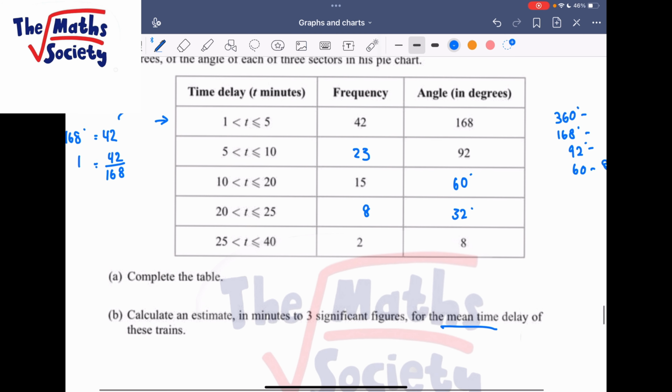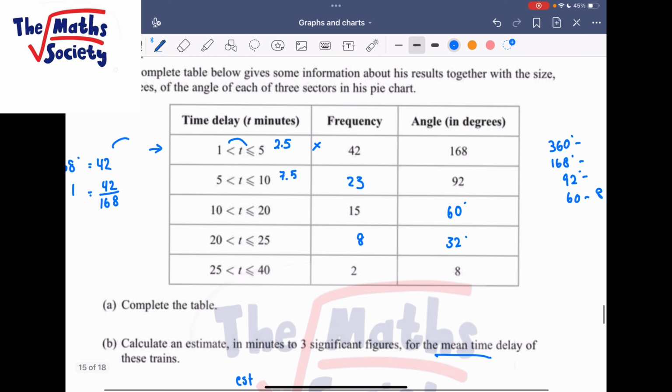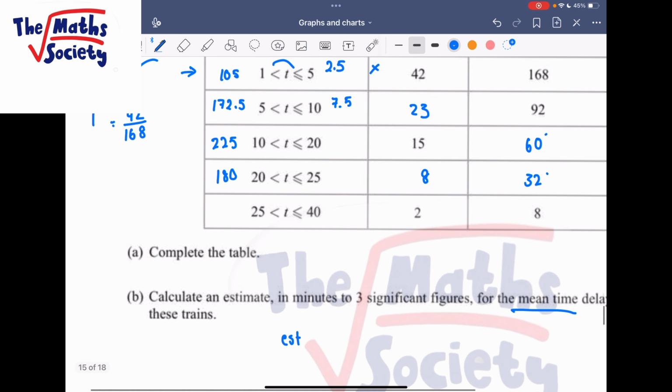So we know that for the mean, this midpoint would be 2.5, multiply by frequency, and then here 5 to 10, so that would be 7.5, multiply 23. So we're going to do that for everything, where you should get 105, you should get 172.5, should get 225. This one you should get 22.5 multiply 8, so that would be 180. And this would be 25 to 40 multiply 2, so that would be 65.